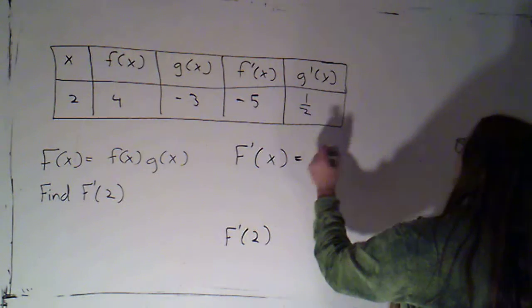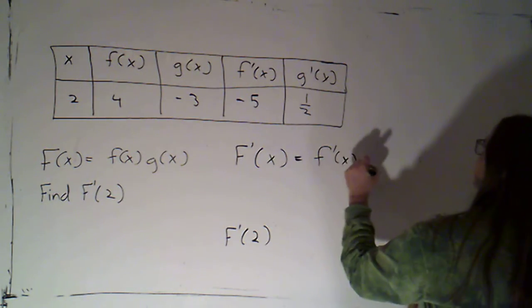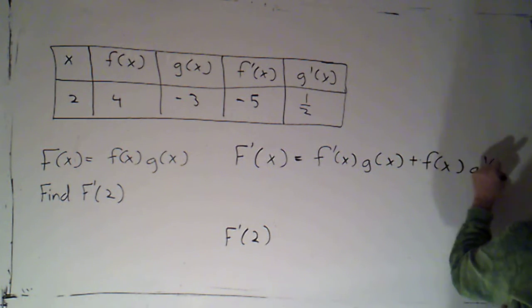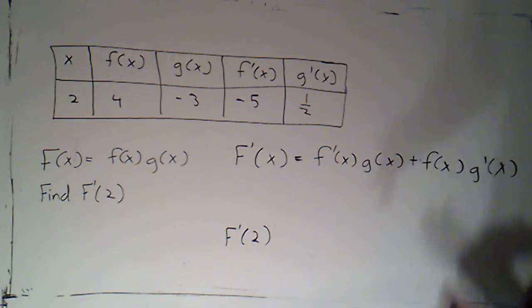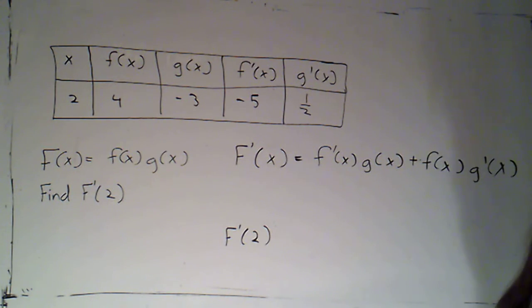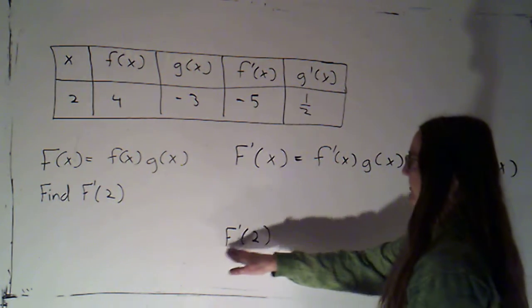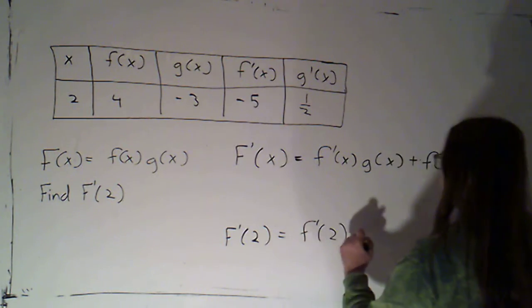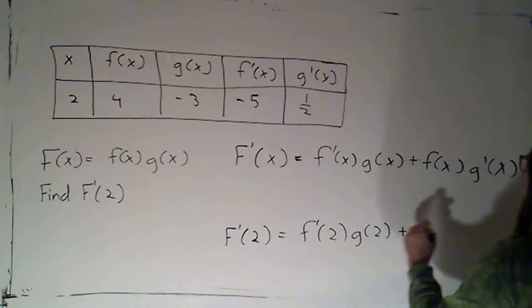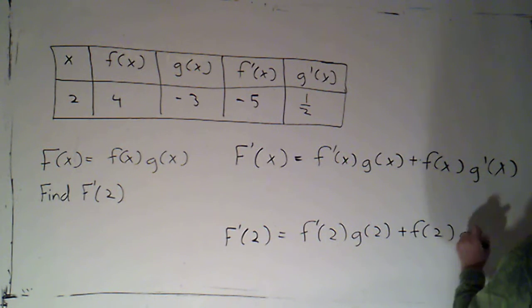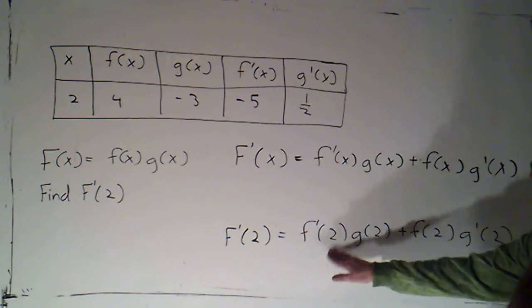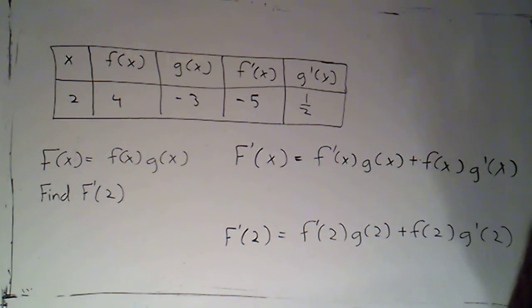Since capital F of x is just the product of these two pieces, that's just product rule. This is going to be f prime of x times g of x plus f of x times g prime of x. That's my formula for the derivative of capital F. Now, for capital F prime at 2, I'm just plugging in 2. So it's going to be f prime of 2 times g of 2 plus f of 2 times g prime of 2. And these values I'm going to be able to get from my table.